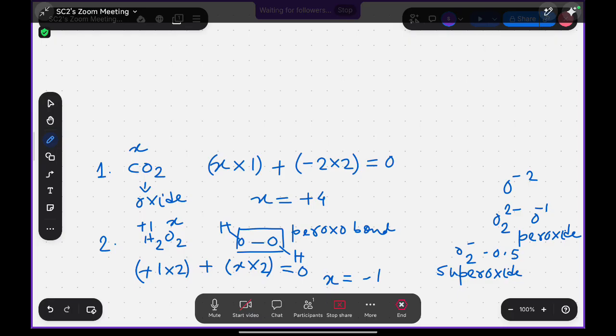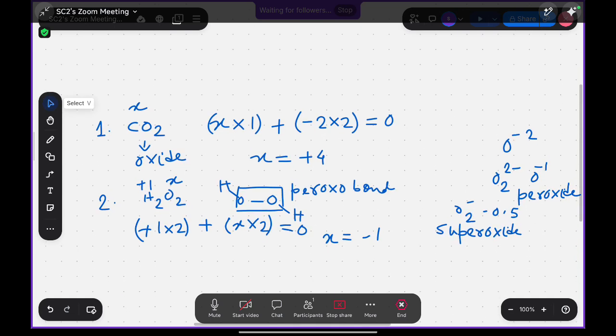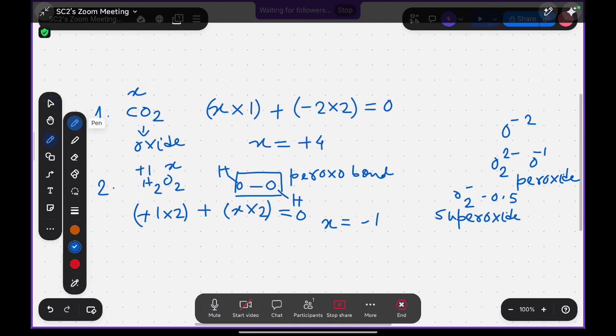That means not only in hydrogen peroxide, but in any peroxide compound, whenever you find this kind of O-O single bond, it is a peroxo bond. An O-O double bond would be the O2 molecule, but if it is a single bond, then it is a peroxo bond. In every peroxo compound, each oxygen atom bears a -1 oxidation state and each hydrogen atom bears a +1 oxidation state. I hope it is clear till this.